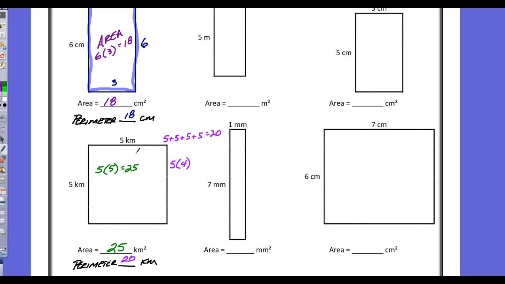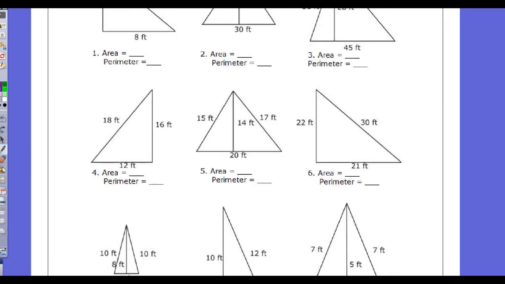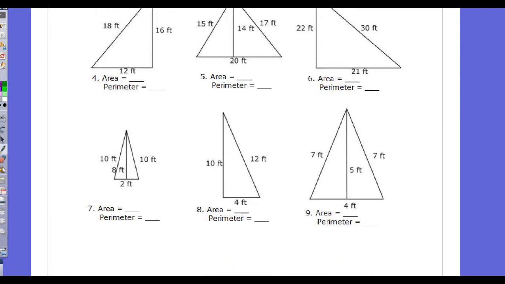Any questions on rectangles before we move on to triangles? Great. So let's do a triangle problem. And if you would do, let me find one I haven't had students do before. Let's do this one down on the bottom. Would you do this one right here, number 7? You're finding the area and you're finding the perimeter. So draw the triangle and then find those parts.